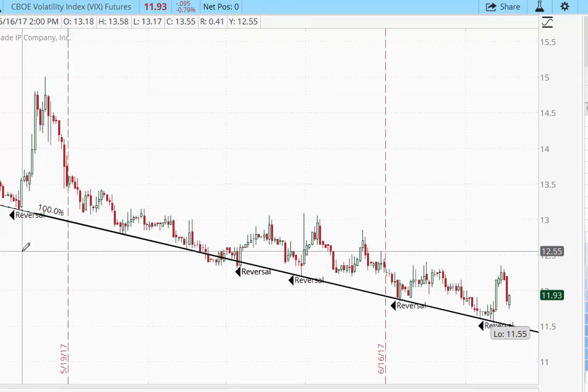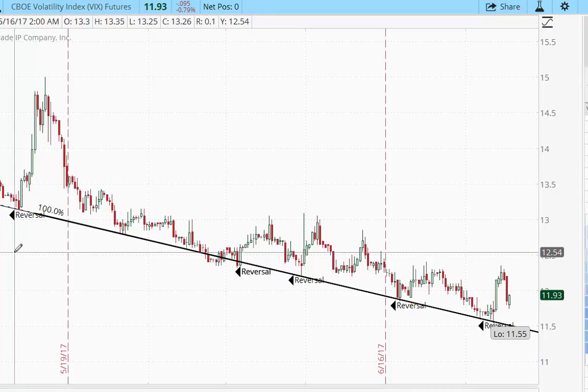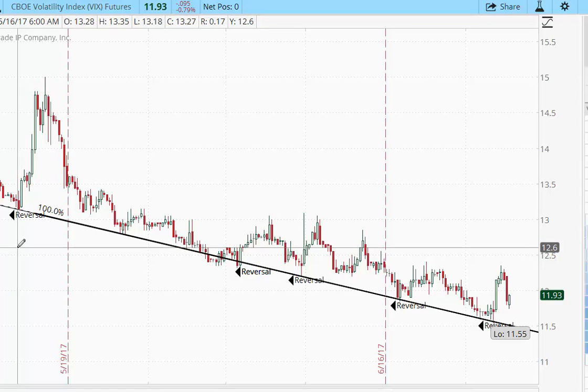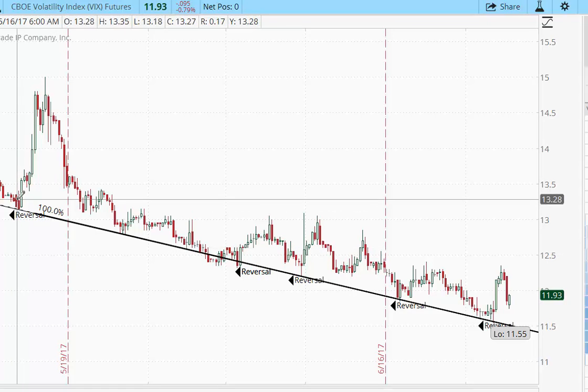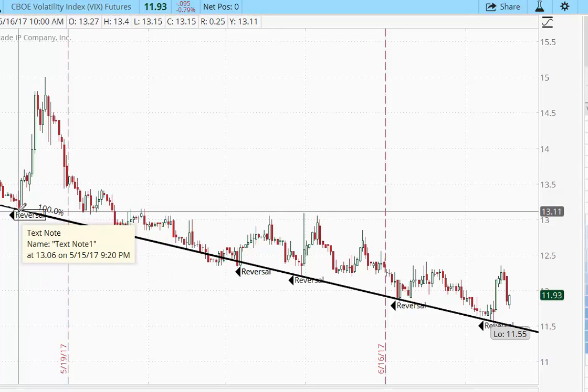Here is the VIX July futures contract. And what we've done here is simply put down what's called the Babson reversal line. Here we have prices coming down to the line at 10 o'clock on 5/16.